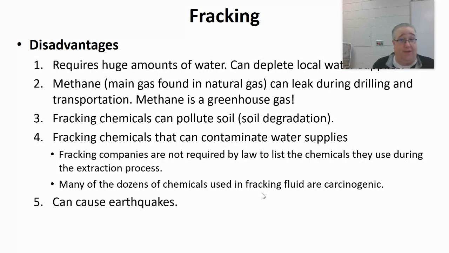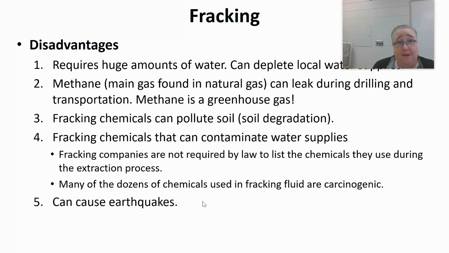Now, here's one more thing that fracking can cause. It can cause earthquakes. Anytime we are breaking through bedrock and parent material and drilling deep under the Earth's surface, that could cause tectonic plate movement. And they've actually had lower magnitude earthquakes caused by fracking.